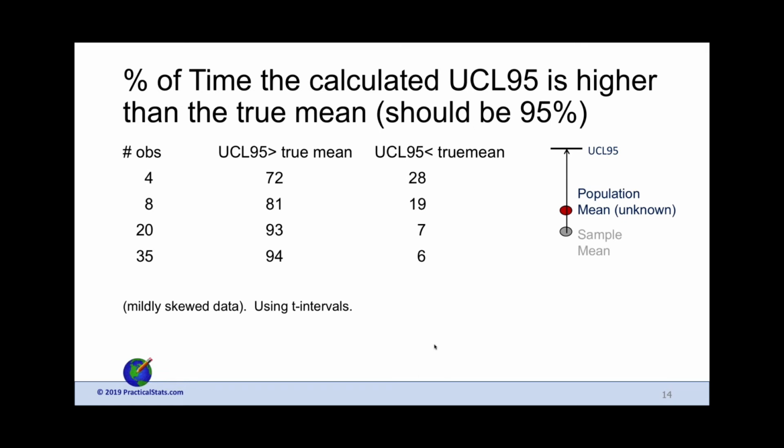So just to throw a few numbers out here and move on. The UCL 95, you can expect it to be greater than the true mean, and you should be able to expect that to happen 95% of the time. If you have 4 observations, it's more like it has about a 72% chance of being higher than the actual mean. Not the sample mean, but the mean out in the field. 8 observations, about an 81% chance, and so on. So with small observations, your UCL 95 is not going to do what you want it to do.